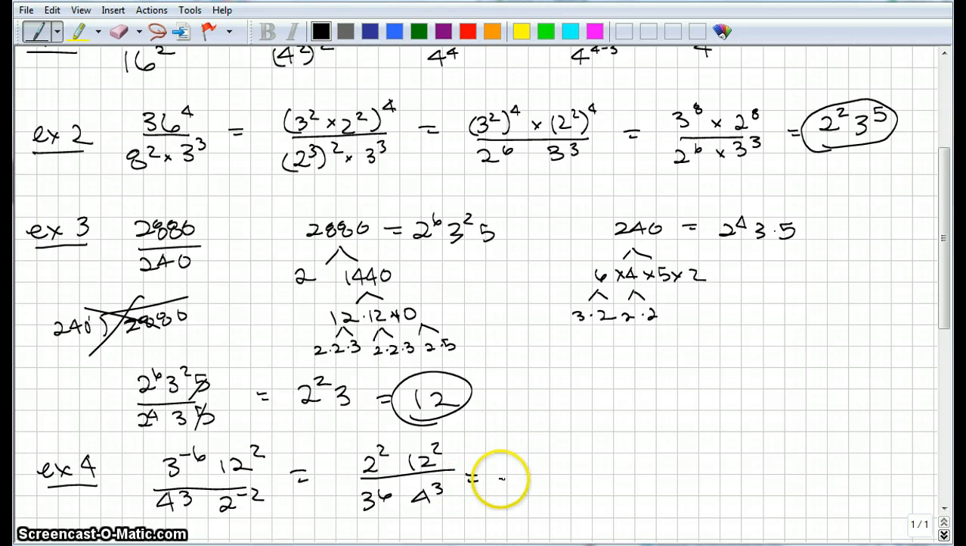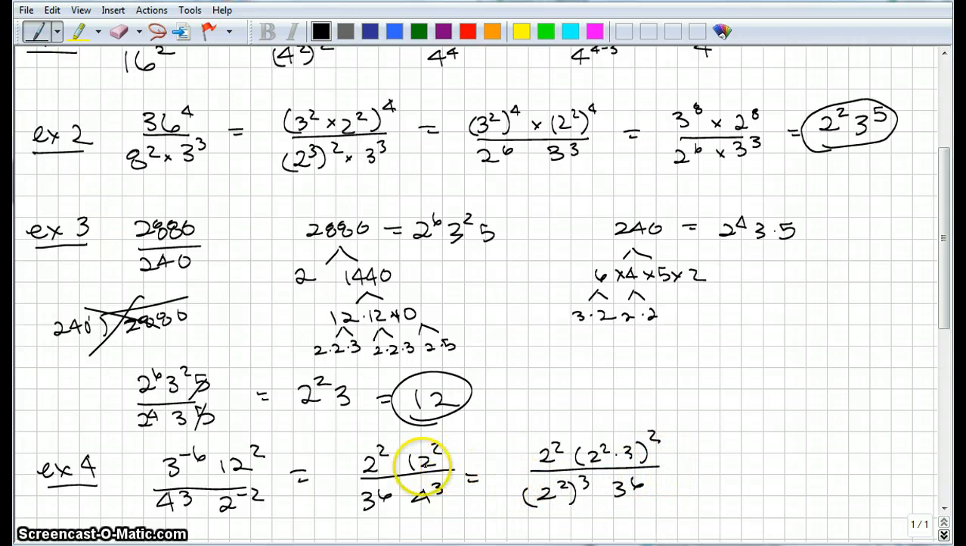And then let's break everything up into prime factors. I can see there's a factor of 4 here, so let's break it up into prime factors. So we have 2 squared, and then 12 squared, which is the same as 2 squared times 3 all to the second power. And 4 cubed is 2 squared cubed, and 3 to the 6th. So now everything's in terms of prime factors.